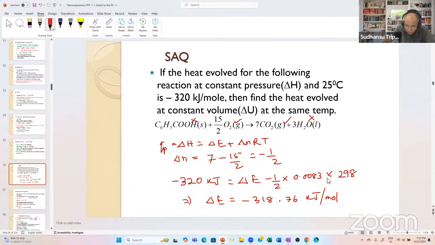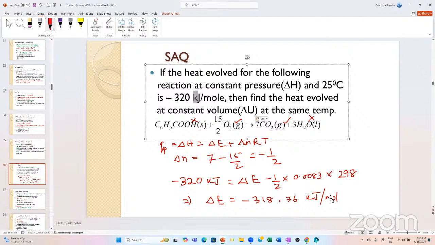So 8.3 we converted to kilo, because the data are in kilo, we wanted to find the answer in kilo. So I have converted 8.3 into kilo, 0.0083 into 298. So what value of internal energy change did you find? Tell me. Sir, I am getting minus 307.